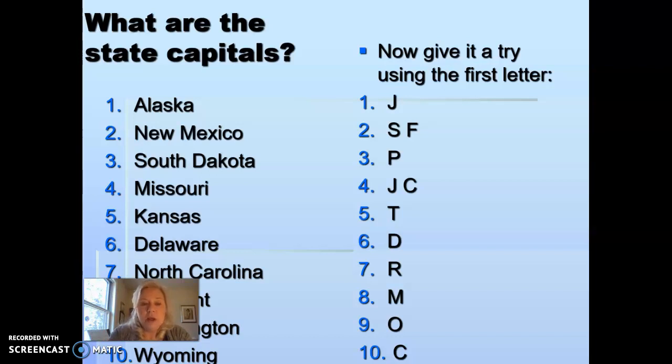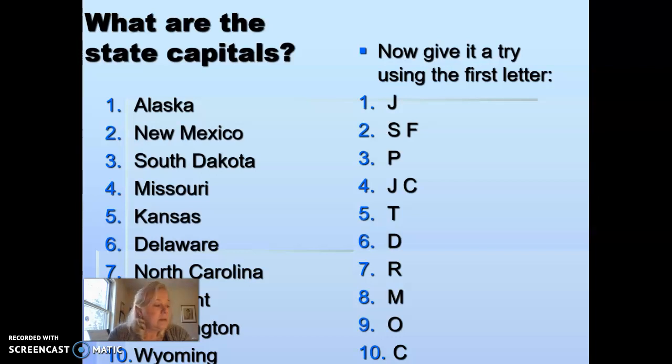Juneau for number 1, Santa Fe for 2, number 3 is Pierre, Missouri is Jefferson City. Some people say Jackson City, but it's Jefferson City. 5 is Topeka, 6 is Dover, 7 is Raleigh, Vermont's Montpelier, 9 for Washington is Olympia, and Wyoming is Cheyenne.